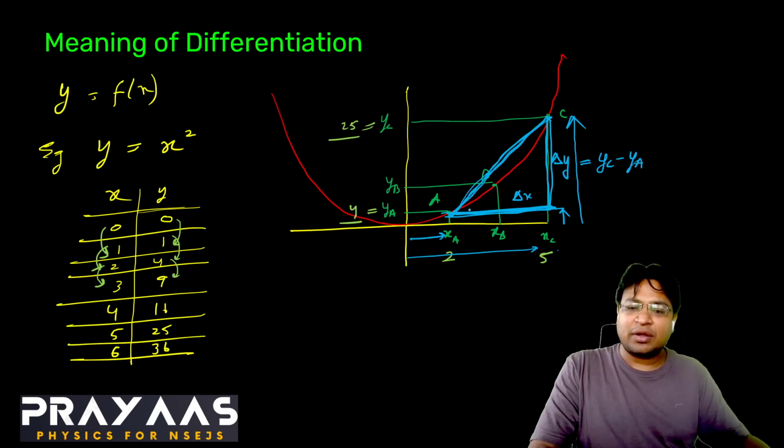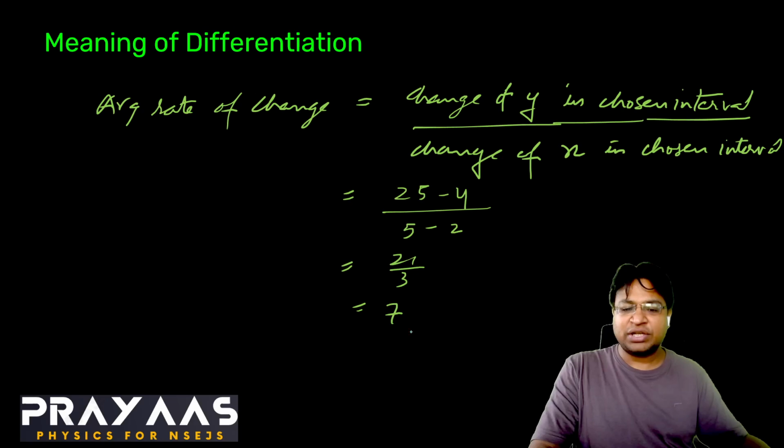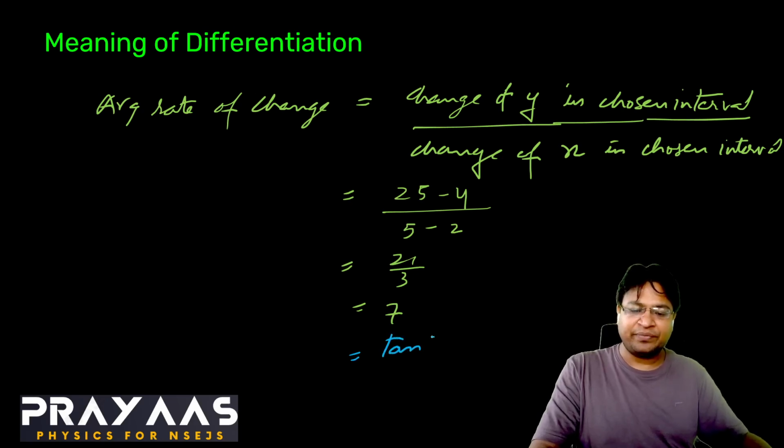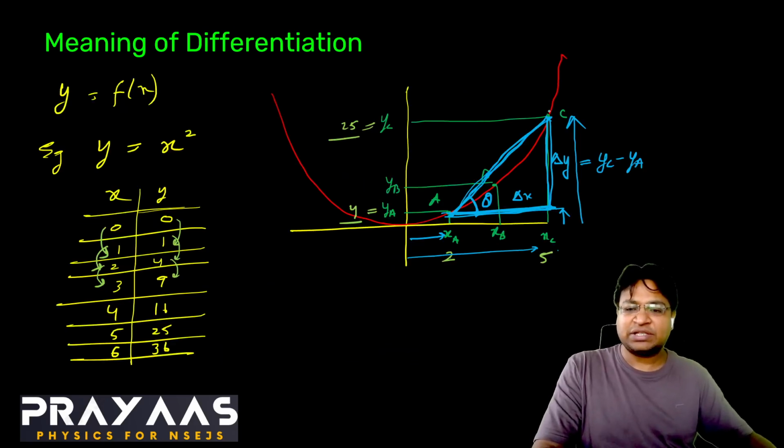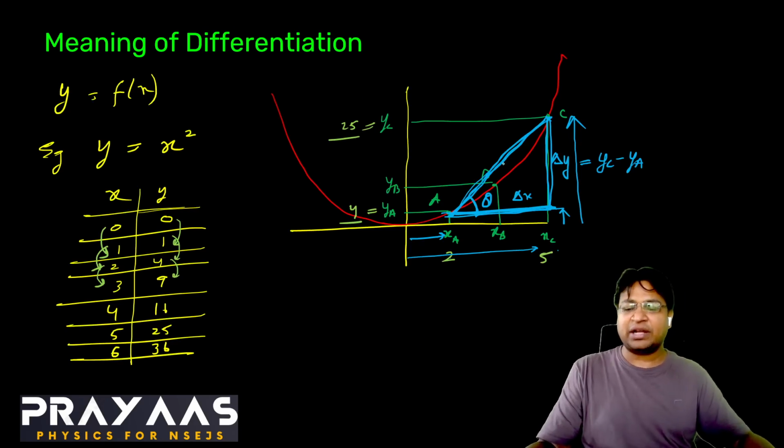So the rate of change is delta y by delta x. If this angle is, let's say, theta, then this change is tan theta. Any line that connects 2 points on the graph is called a chord.